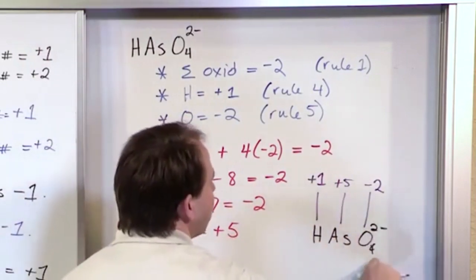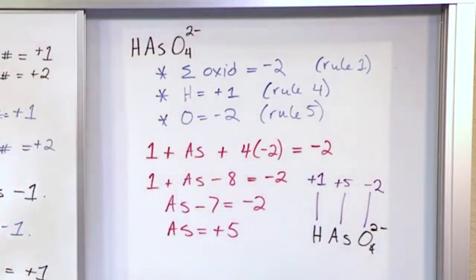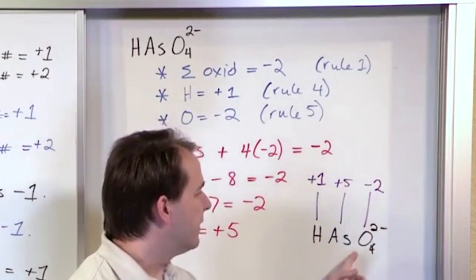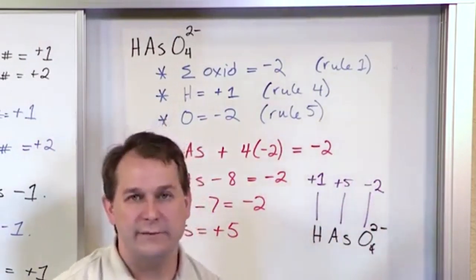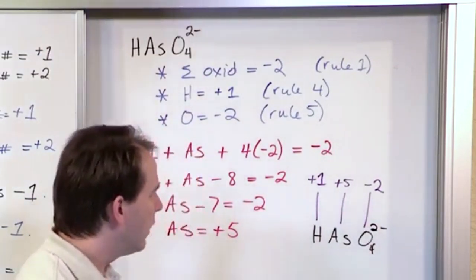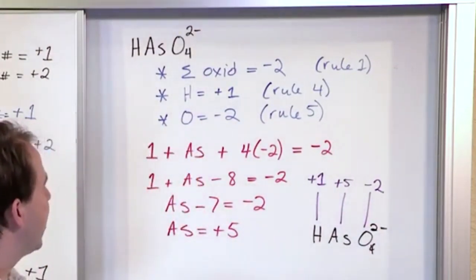This thing here is the charge on the whole polyatomic ion that we have. So +1 for hydrogen, +5 for arsenic, -2 for oxygen. The sum of all these oxidation numbers along with the number of atoms we have is going to give you -2, because that's the charge on the ion. All right, so that's what we have right there.